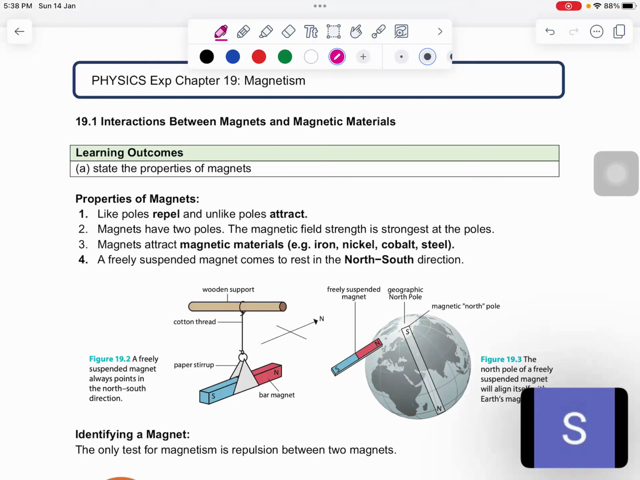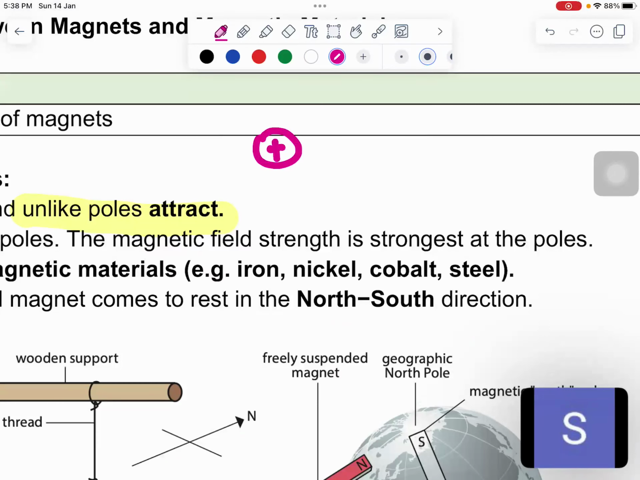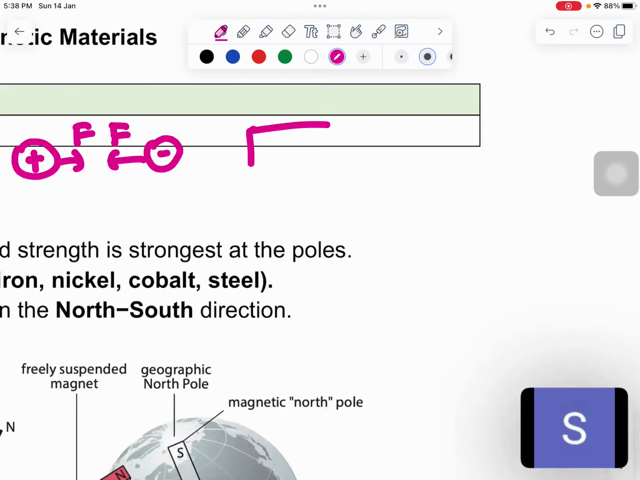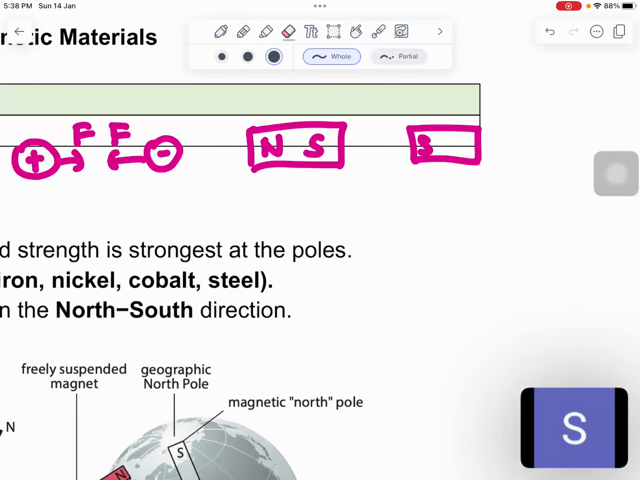Okay, chapter 19, magnetism. First, let's look at the properties of a magnet. The like poles of a magnet repel and the unlike poles attract. This is similar to electric charges, positive charge, negative charge. They are attracted to each other. For a magnet, if I place the magnets with different polarities facing each other, they will attract.